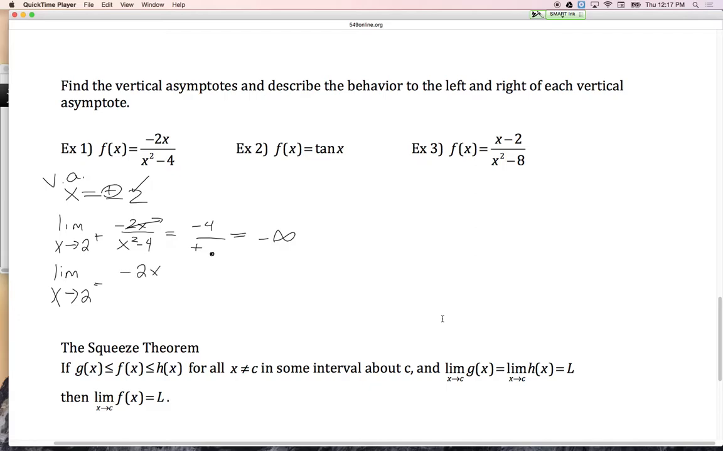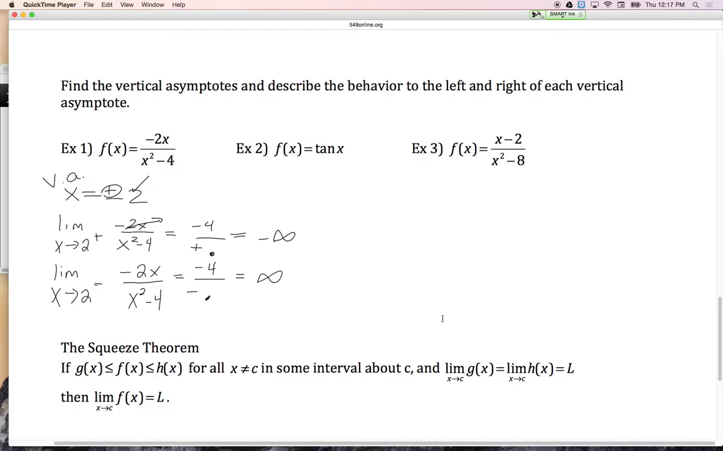All right, negative 2x over x squared minus 4. Let's do from the left. Well, again, the top is negative 4. All right, 2 from the left. What's 2 from the left? 1.9. Now, if I put 1.9 in here, small negative, so small negative decimal, so what is that going to be? Negative divided by negative is a positive infinity. And if you check the graph, I promise you that's what you're going to see.